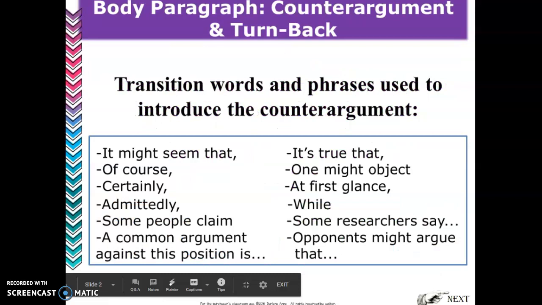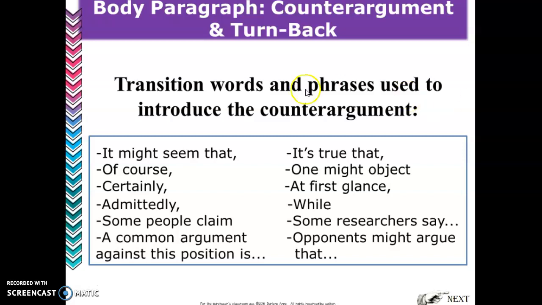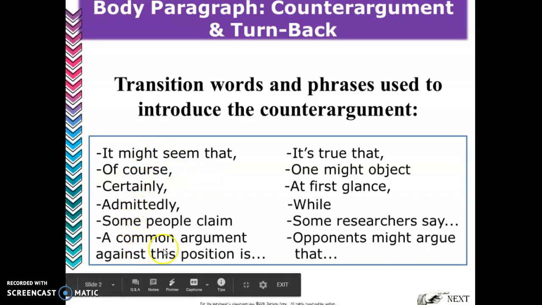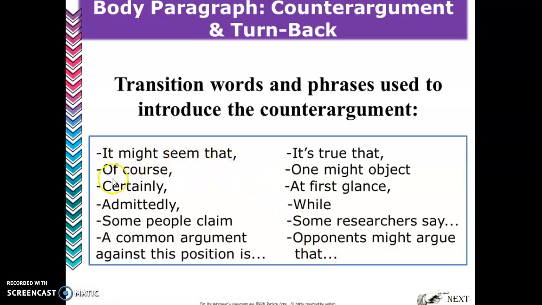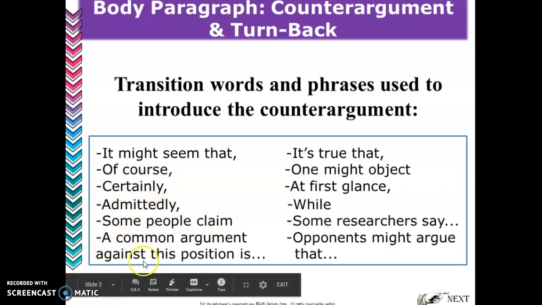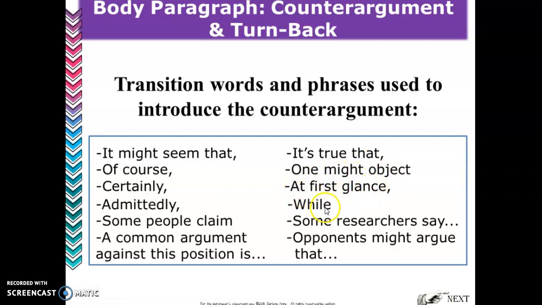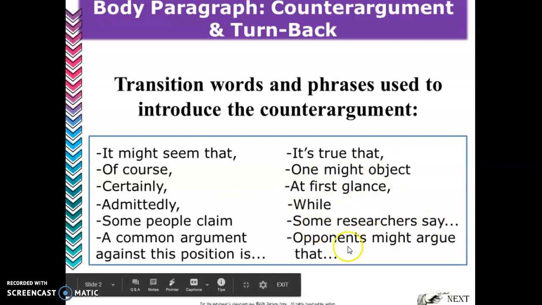So with the counter-argument and turn back, you want to use specific types of transition words and phrases so that you can be effective with your counter-argument. So these are some good transition words and phrases that you could use in your paragraph. It might seem that, of course, certainly, admittedly, some people claim. A common argument against this position is, it's true that, one might object, at first glance, while, some researchers say, opponents might argue that. So these are all really good transition words and phrases that you could use when you are writing your counter-argument paragraph.